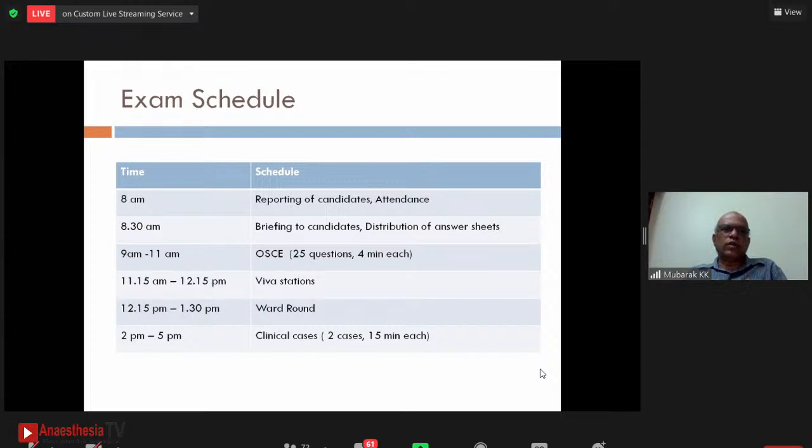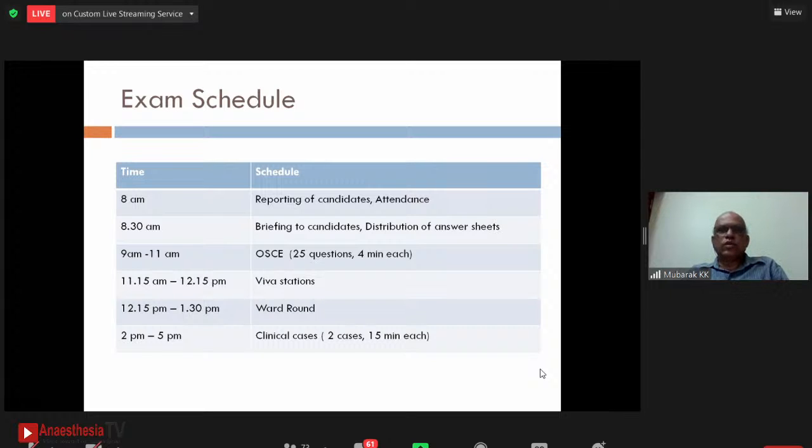So it is better to be at the center well in advance, by 7:30 or so, so that you can reach the examination hall by 8 o'clock itself and get a clear picture of the instructions given by the center coordinator, because each center will have its own format. Though the basic pattern is the same, they will have designed their own methods of distributing the cases and so on. It will be explained before the OSCE session. That is the time given for briefing the candidates.